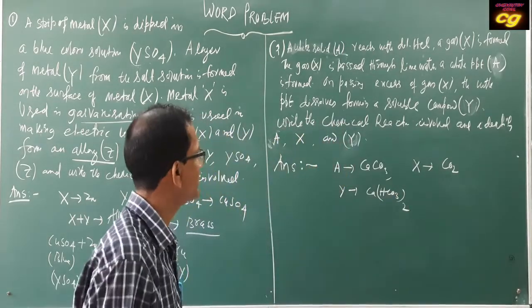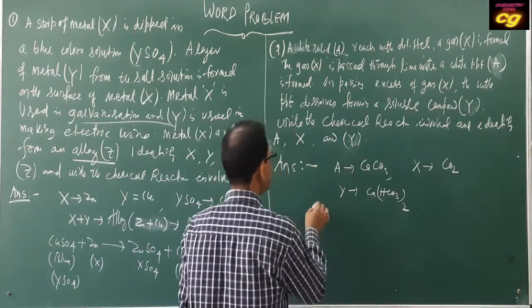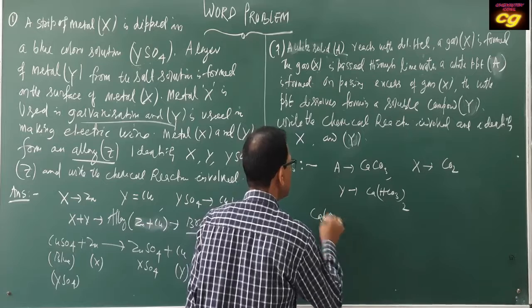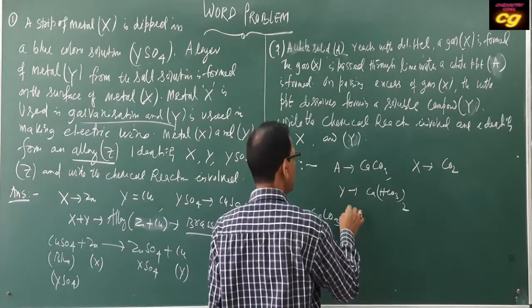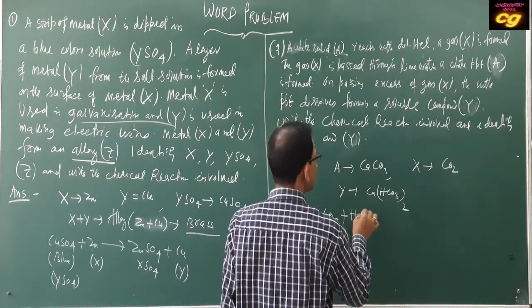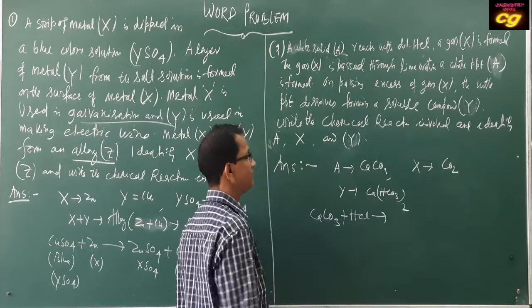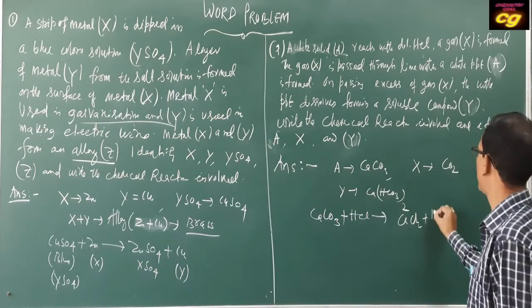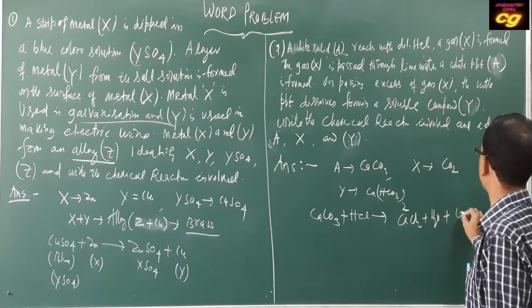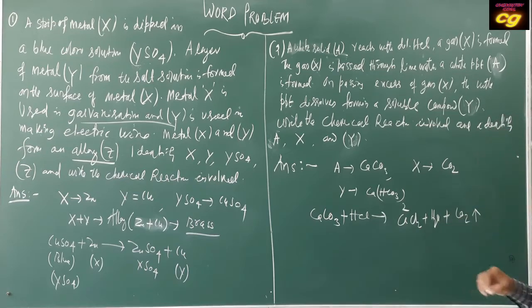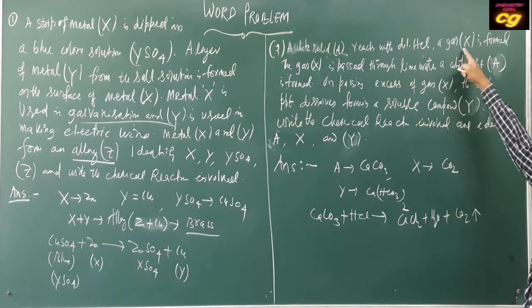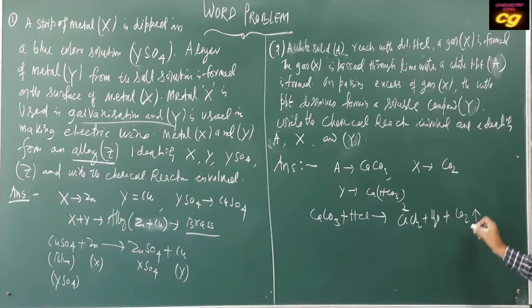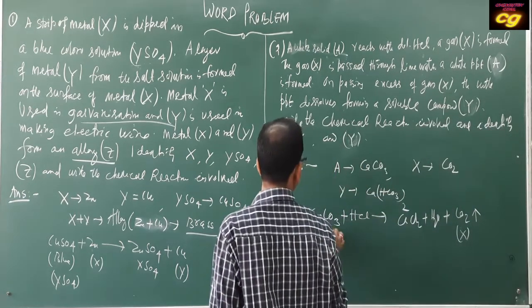So what is the reaction? Here you see, CaCO3 reacts with HCl forming CaCl2 plus water plus CO2 gas. CO2 gas is forming. As per the question, a gas X is formed. This is your X and this is your A.